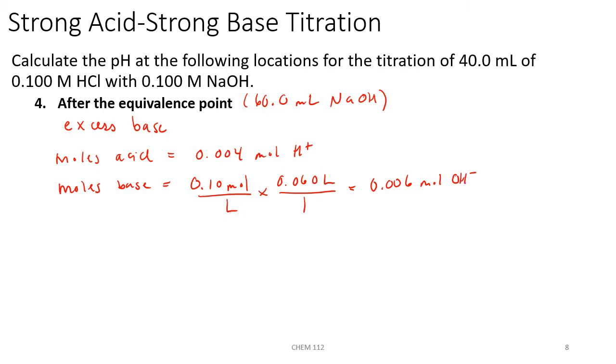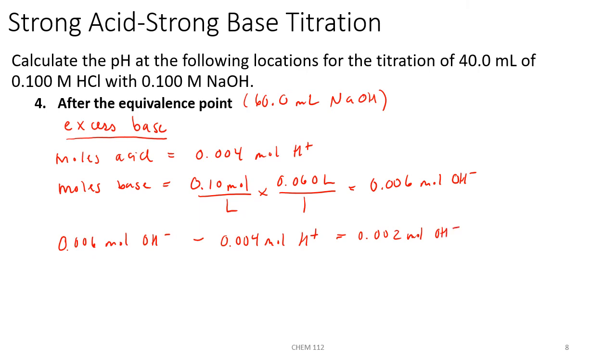Now when we take the difference and we subtract the moles of hydrogen ion from the moles of hydroxide ion, we're going to have excess hydroxide ion left over, excess base. So we'll take 0.006 moles of our hydroxide ion, subtract off 0.004 moles of our hydrogen ion, that's all neutralized, and what remains of our hydroxide ion is going to be 0.002 moles of OH minus.